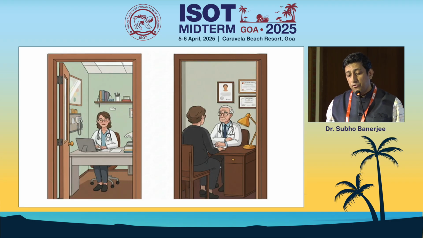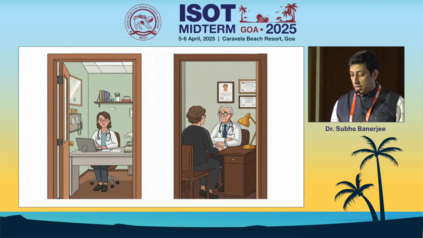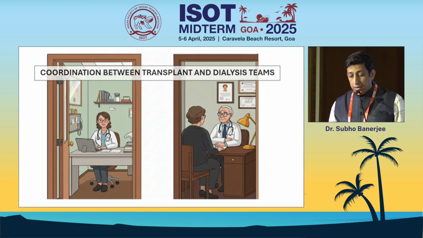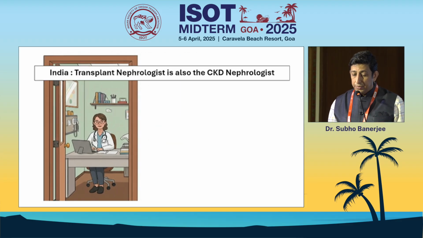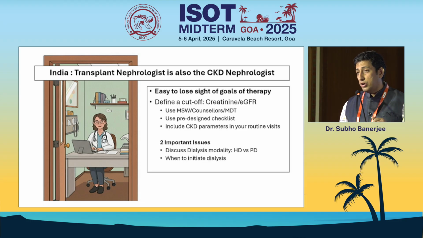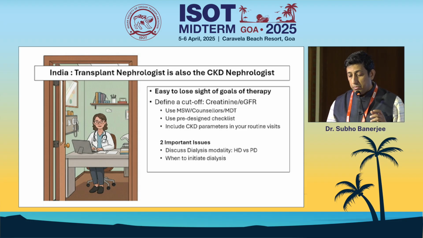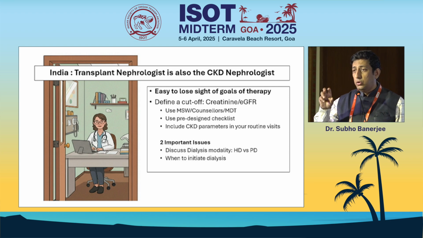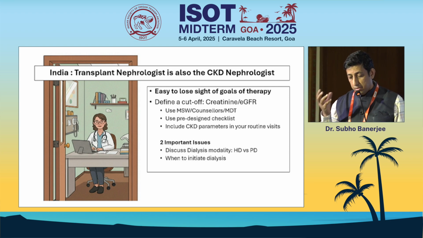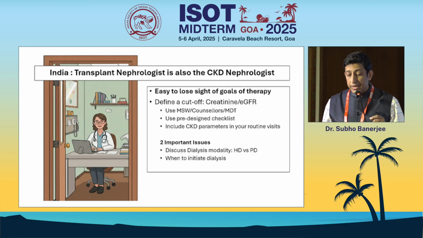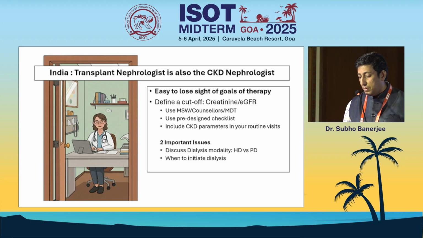Now, outside of India, there is a big difference between a transplant nephrologist and a general nephrologist. Luckily, in India, we are one and the same people. So in India, the transplant nephrologist is also the CKD nephrologist, and yet it is very easy to lose sight of what you are looking at. So what can we do? We can establish some low clearance transplant units where you have social workers, counselors, and a multidisciplinary team. We can use a pre-designed checklist. We can use CKD parameters in the routine visits, which is typically not done in the post-transplant OPDs.